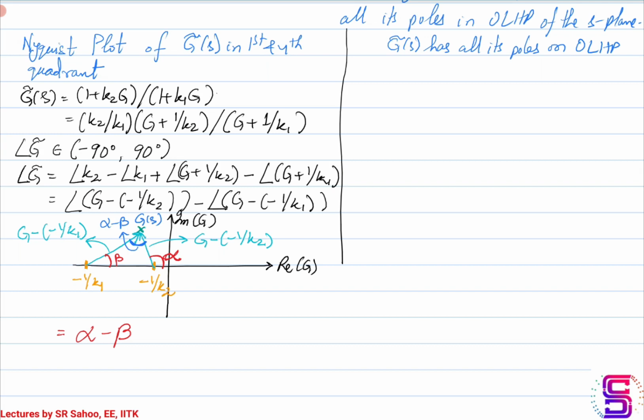Please remember that we now have a triangle where alpha is an angle opposite to beta lying in the exterior of the triangle or on the extended base of the triangle. And alpha minus beta is therefore the angle that is subtended by the two vectors at the point G of s. And that is the angle or the phase of G tilde because of the point s. Okay, this is what we have.